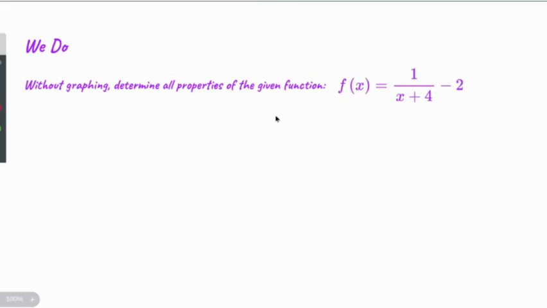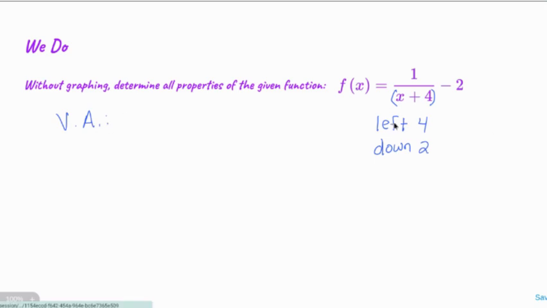All right, so let's go ahead and look at the transformations first. In the denominator is a left or right movement. This one happens to be left 4, and then right here minus 2, that's down 2. Now, when we list our vertical asymptote, we start with the fact that it's left 4, but remember that's in the negative direction. So my vertical asymptote exists at x equals negative 4, and our horizontal asymptote exists at y equals negative 2.